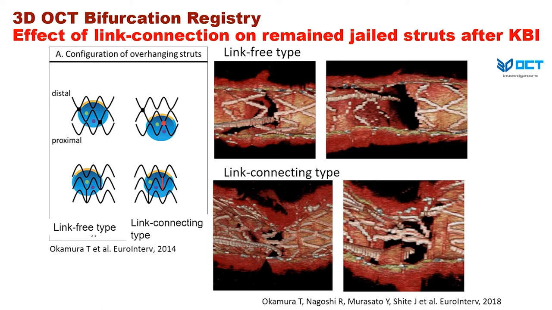We divided lesions into two patterns according to the existence of ring connection at the carina: ring-free and ring-connecting type. Once distal guidewire recrossing is achieved in the ring-free type, wide side branch opening is achieved, while in the ring-connecting type, J-ring struts remained even after distal guidewire recrossing and subsequent high-pressure kissing balloon inflation.